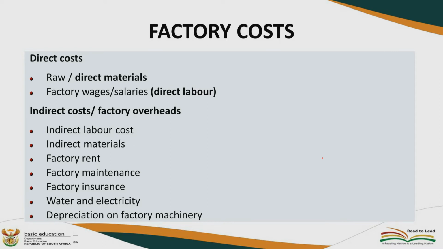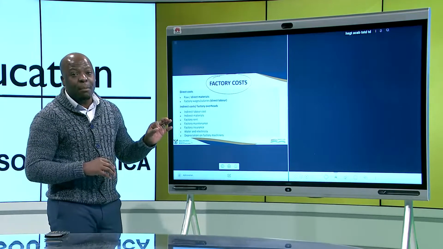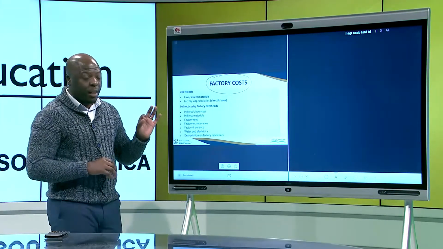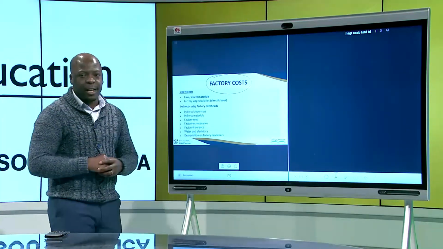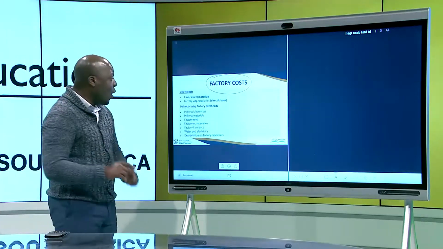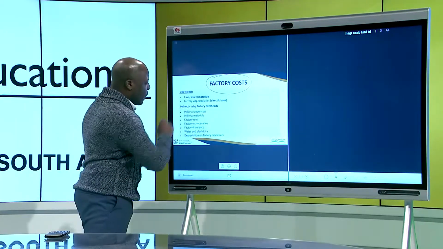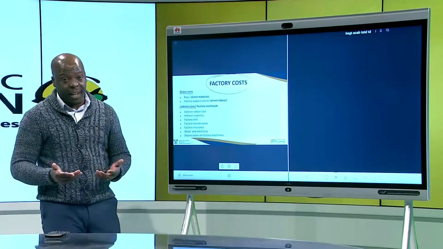So I'm going to concentrate now on what we call factory costs. Factory costs, these are costs that are happening or costs that we are incurring in the factory. All right? And in this slide, I've split them into two categories. There is what we call direct costs. Direct cost, and there is also what we call indirect cost or factory overheads.